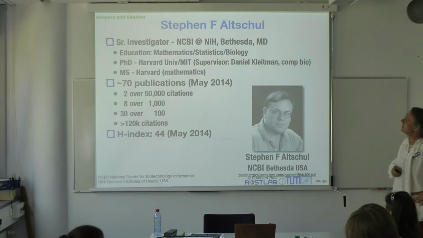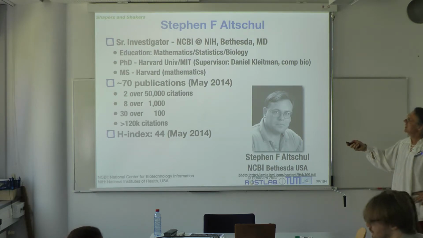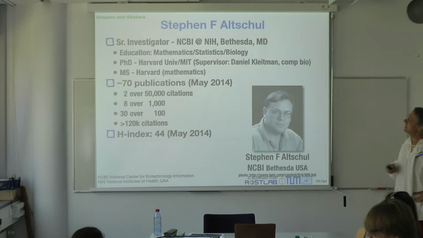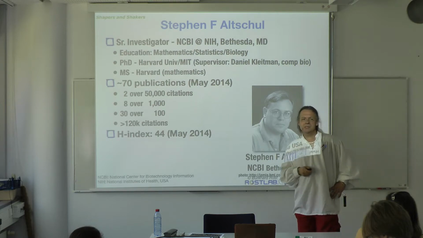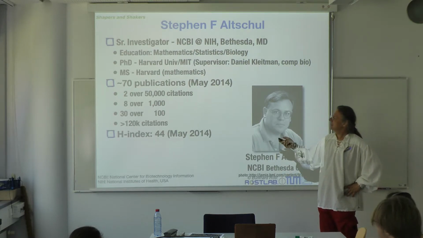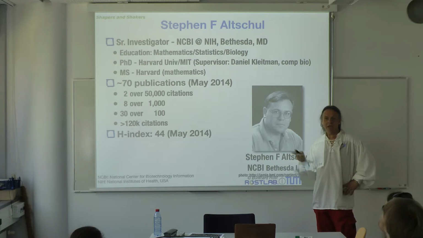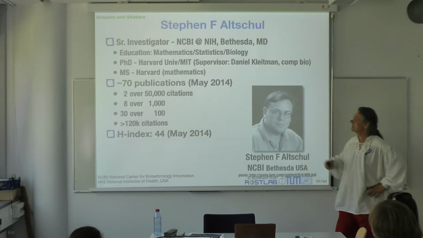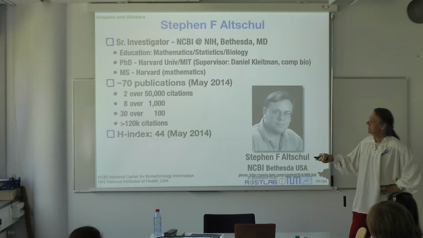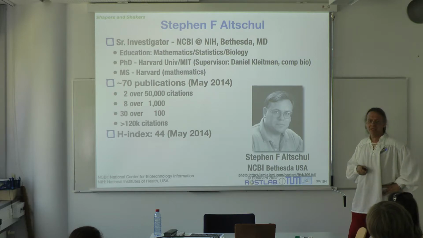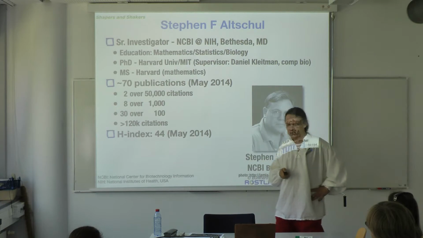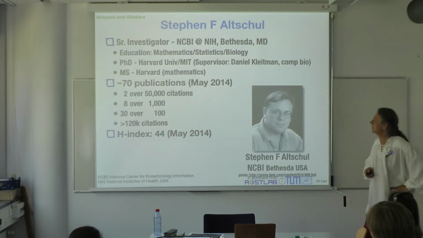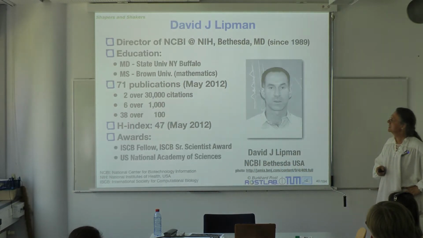He did his education in math and statistics and biology, master's at Harvard, PhD at Harvard. In 2014, just barely 70 publications, but over 50,000 citations. By now it's over 120,000. Two papers of his over 120,000. So the H-index is not that stellar, but by all means, this is one of the most cited, most visible person in the world of molecular biology or bioinformatics, certainly.